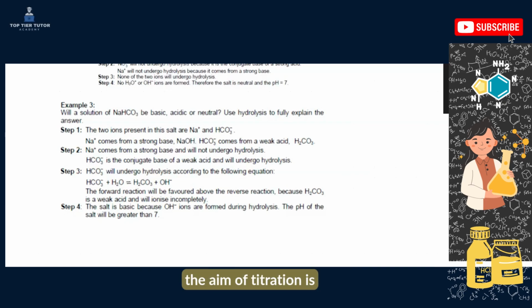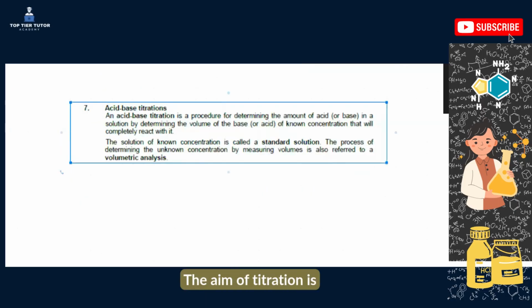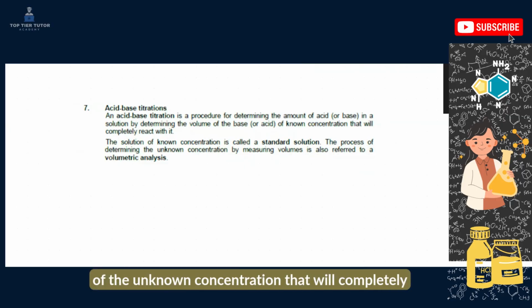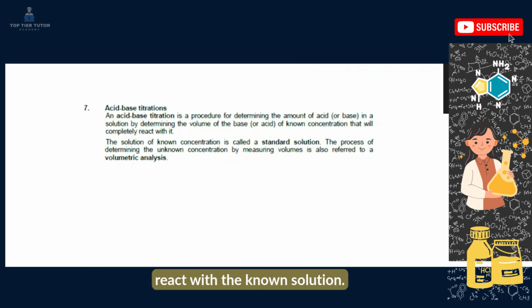The aim of titration is to determine the concentration of an unknown acid or base. The aim of titration is to determine the amount of acid in a solution by determining the volume of the base of unknown concentration that will completely react with the known solution. Now, the known solution is called the standard solution.